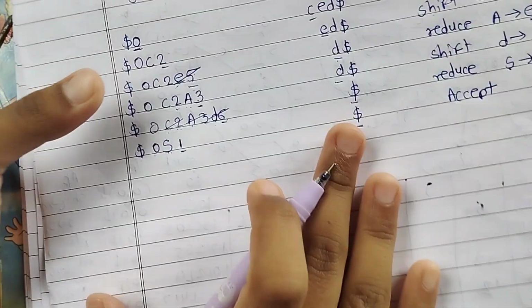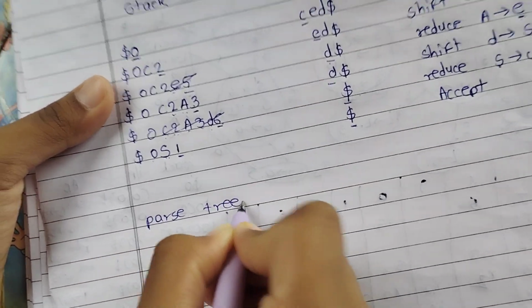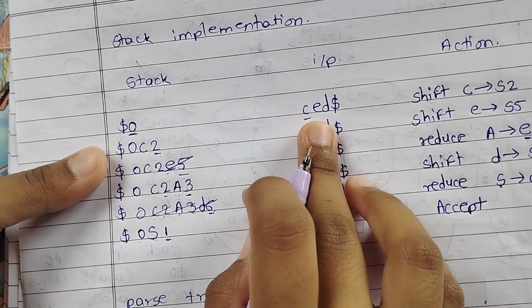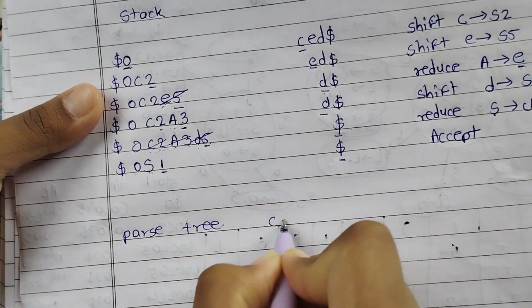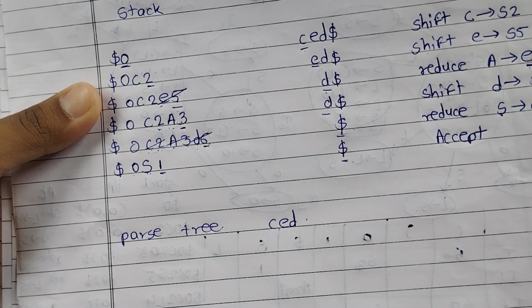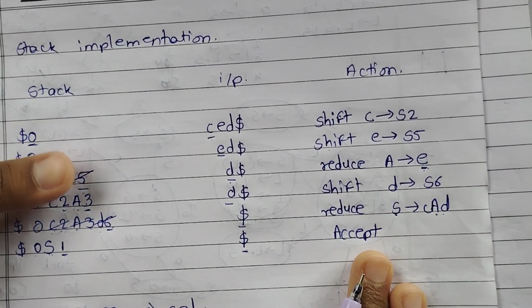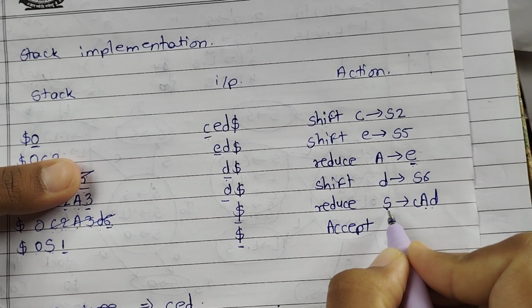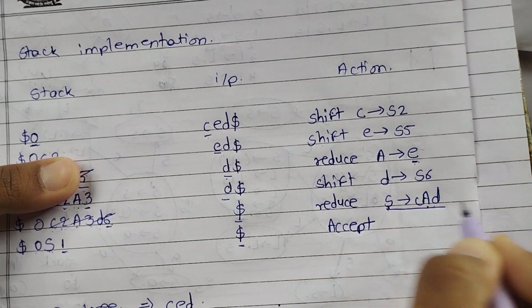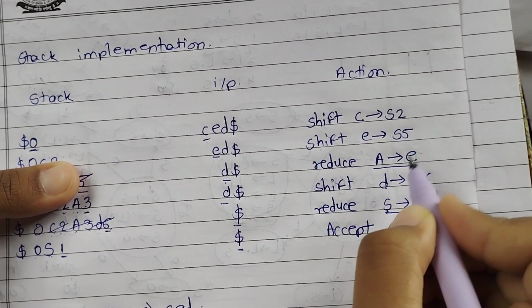Now the last step is to draw the parse tree. So the parse tree, for what? For this input string. The input string is cAd. This is our input string. So how do we draw the parse tree? We visit the table. From these actions we go bottom to up. So first we see all the reduce actions. Terminals we do not consider, only the non-terminal reductions.